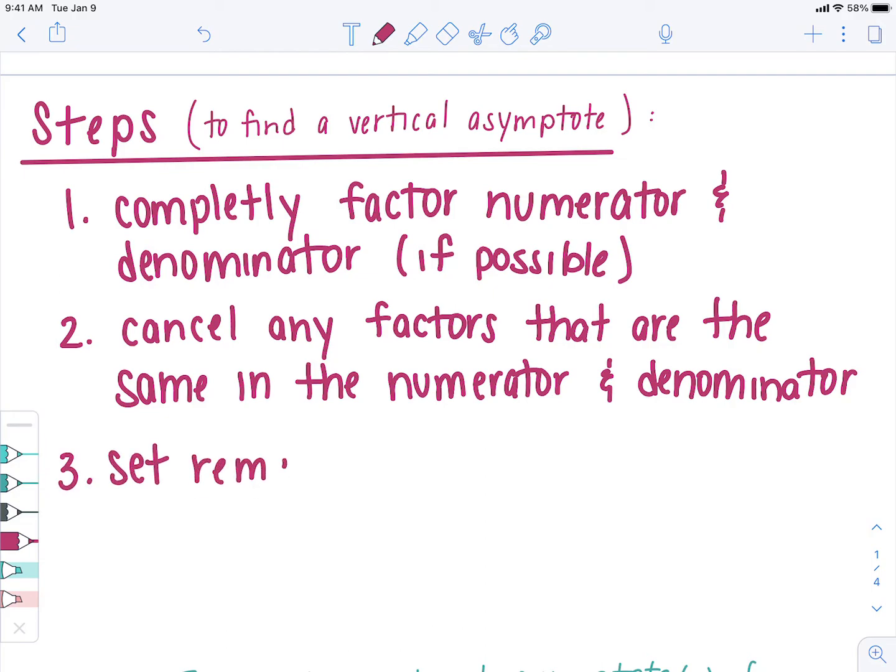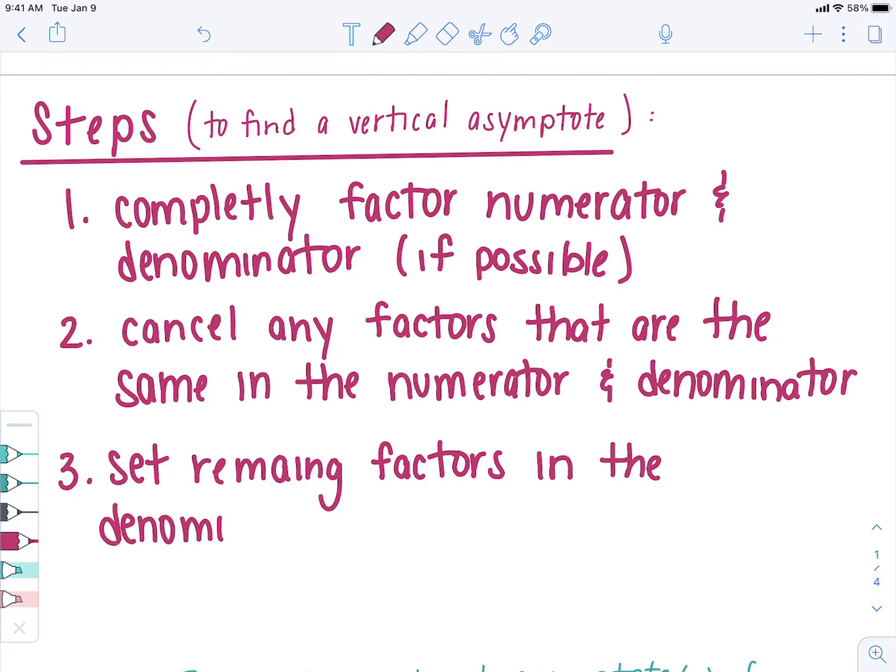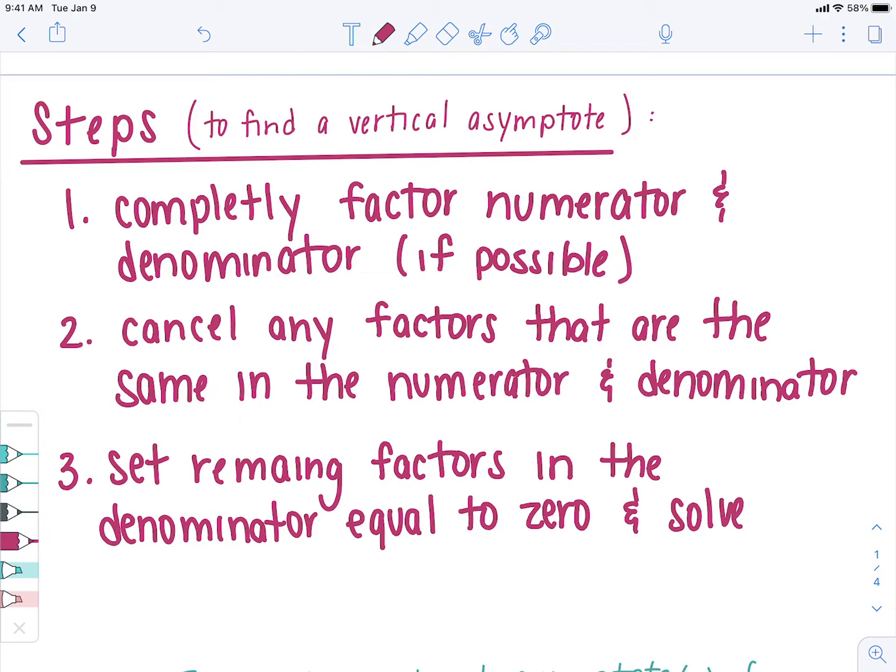So step 3: set remaining factors in the denominator equal to 0 and solve for x. Once we solve for x, those x values will be where our asymptotes are. So we'll show you this with some actual numbers so it makes a little bit more sense.